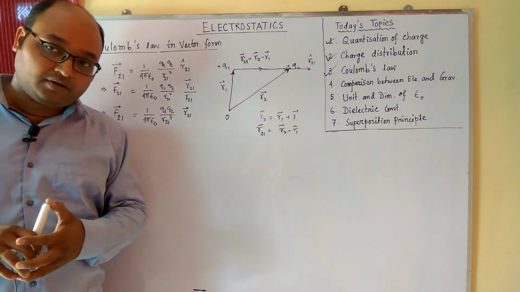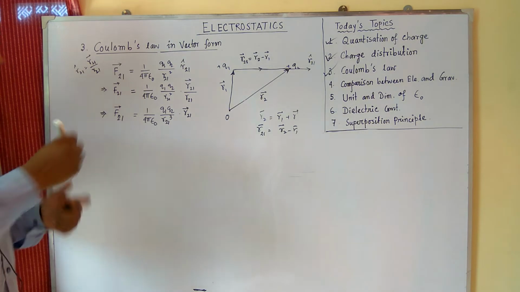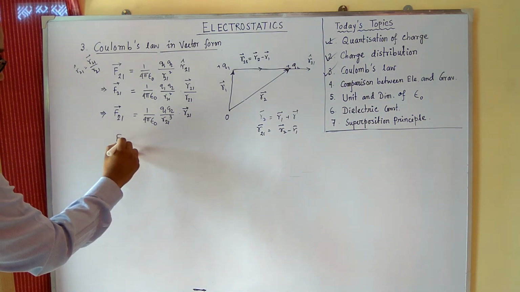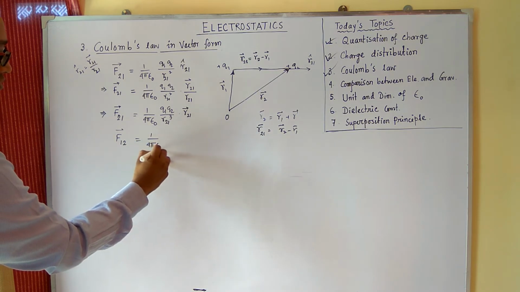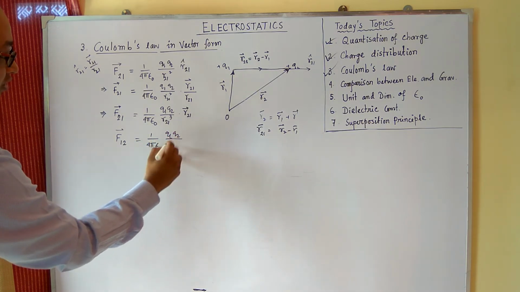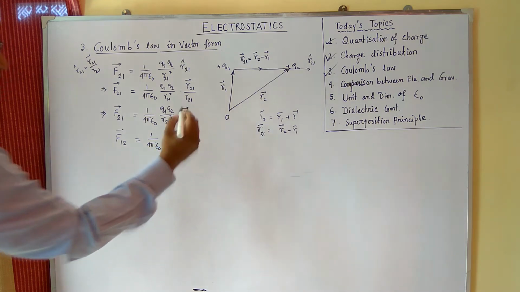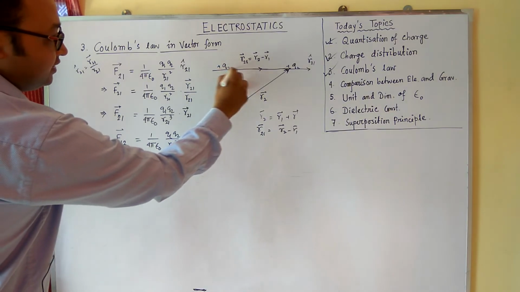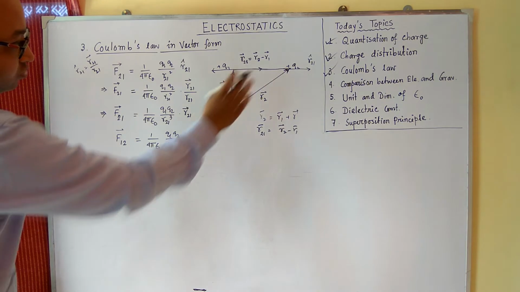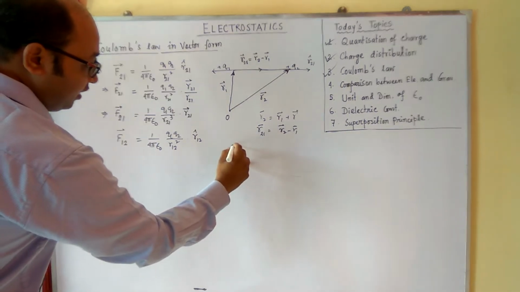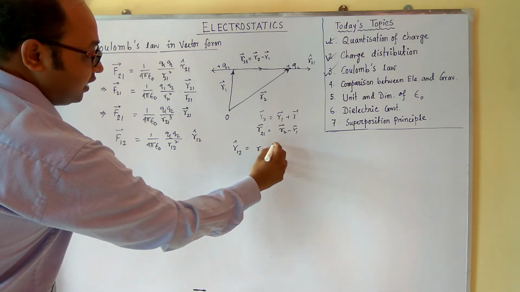In a similar way, the force on q1 due to the charge q2 can be written as F12 equals 1 by 4 pi epsilon naught, q1 q2 divided by r12 square, into r12 cap, because now the force will be directed in this way. It can be written with r12, which is opposite to r21, where the vector r12 is equal to r1 minus r2.